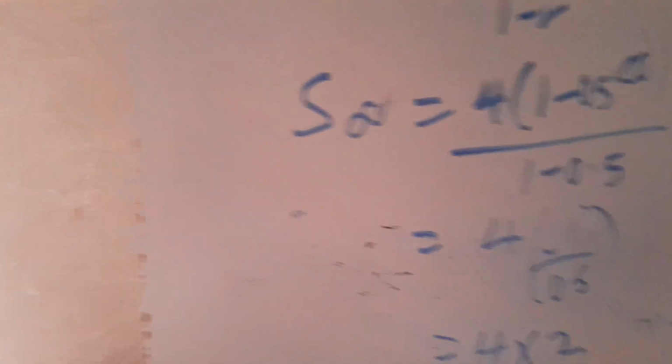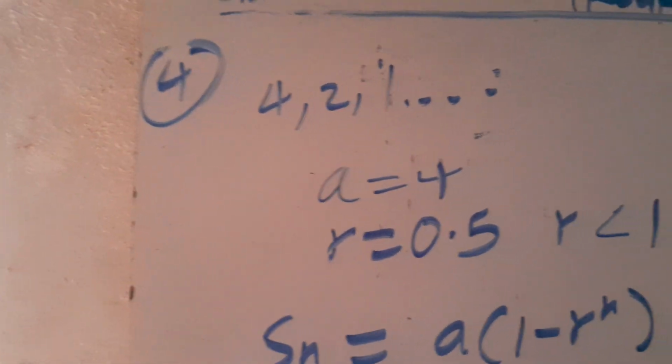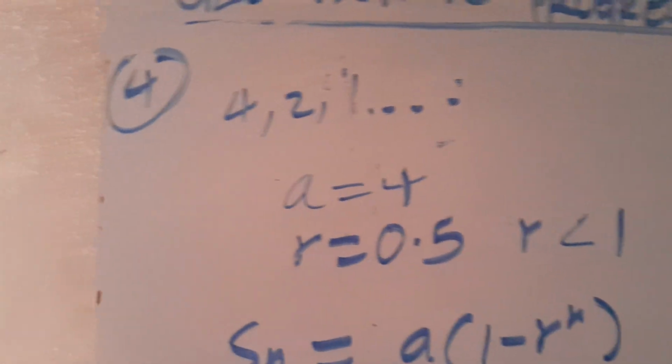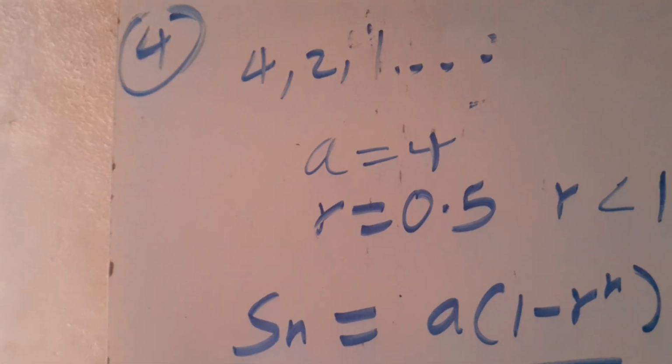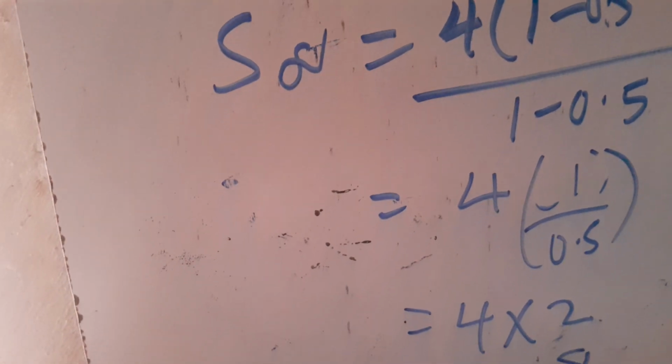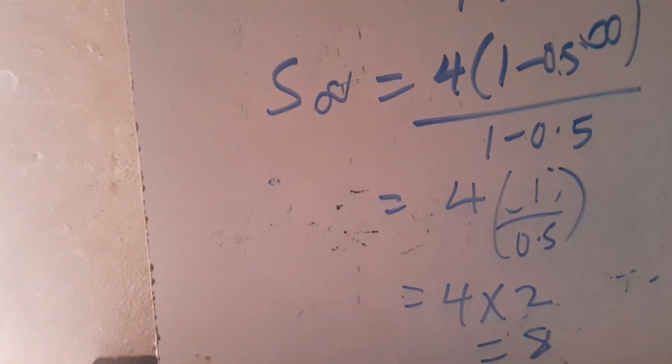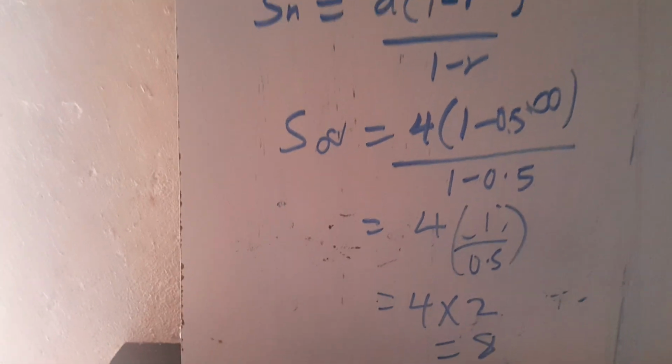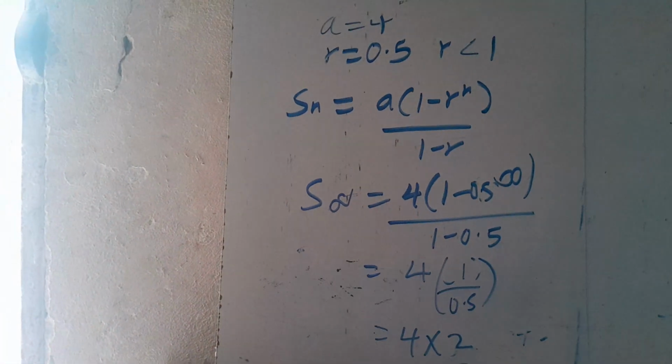Now, if you find the sum of this geometric series 4, 2, 1 up to infinity, your answer is 8, not 0. Your answer is 8.